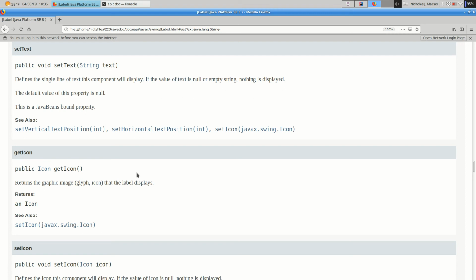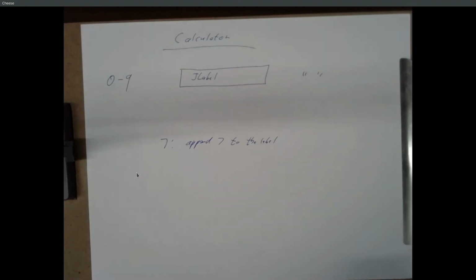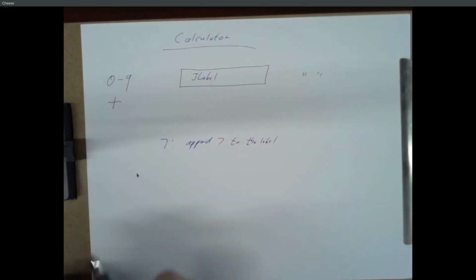So we're going to have 0 through 9. So what happens when you hit the plus button? What would we like to do? What happens when you hit the plus button on a regular calculator? It allows for extra input, either by clearing the screen or appending it on the end.